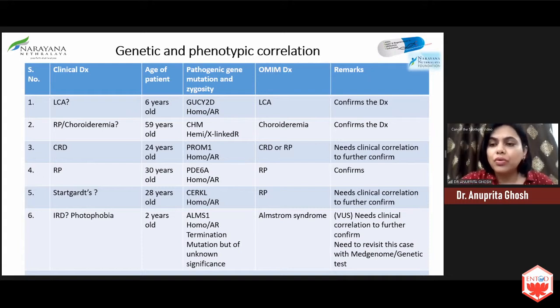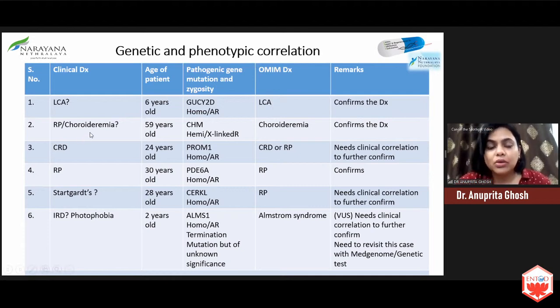So I don't know whether I have enough time now, but I'll just pick up a couple of cases. The take home from this slide I want to be that, say for example, the first case is a query for whether it is LCA. So children, when they are still growing and the disease is still evolving, we do get these queries from the clinics. And if these families opt for genetic testing, like in this case they did, there was a pathogenic homozygous mutation reported in a gene called GUCY2D, which is already known in literature to cause LCA. So this confirms the clinical diagnosis.